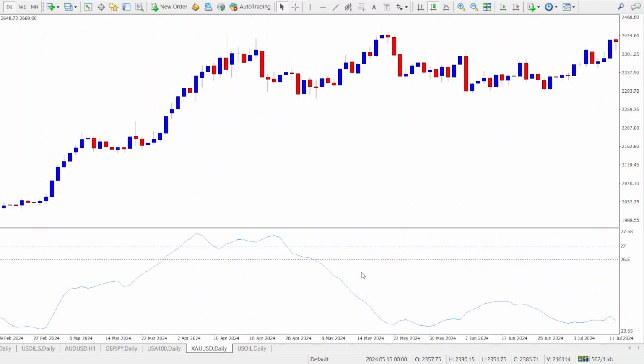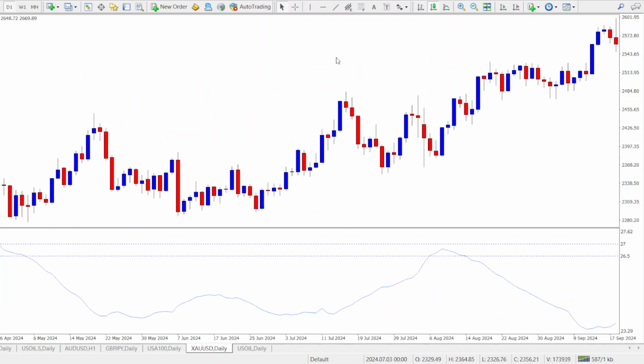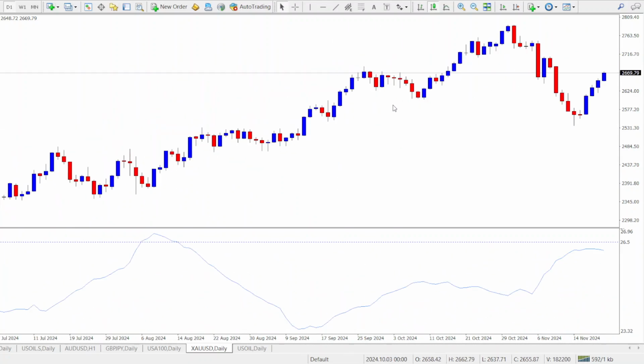Always use this indicator in a trending market. Please use this in a trending market. If you're using this in a ranging market, you might get a lot of false signals. So stick with the trending market when using this indicator. Now we can see that this is a trending market. Let us just look for a good opportunity.